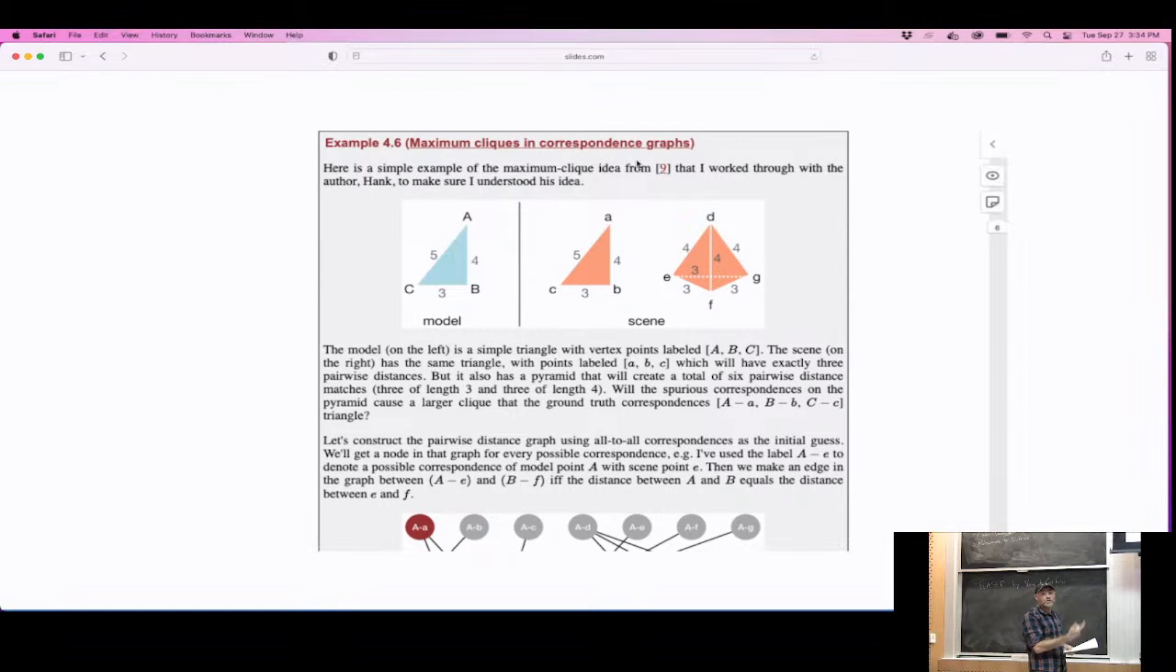Similarly, the number 3 shows up a lot on the right. There, by counting, there's more correspondence, pairwise distance matches on the right. But the correct answer is on the left. Okay. The way their algorithm works is like this.